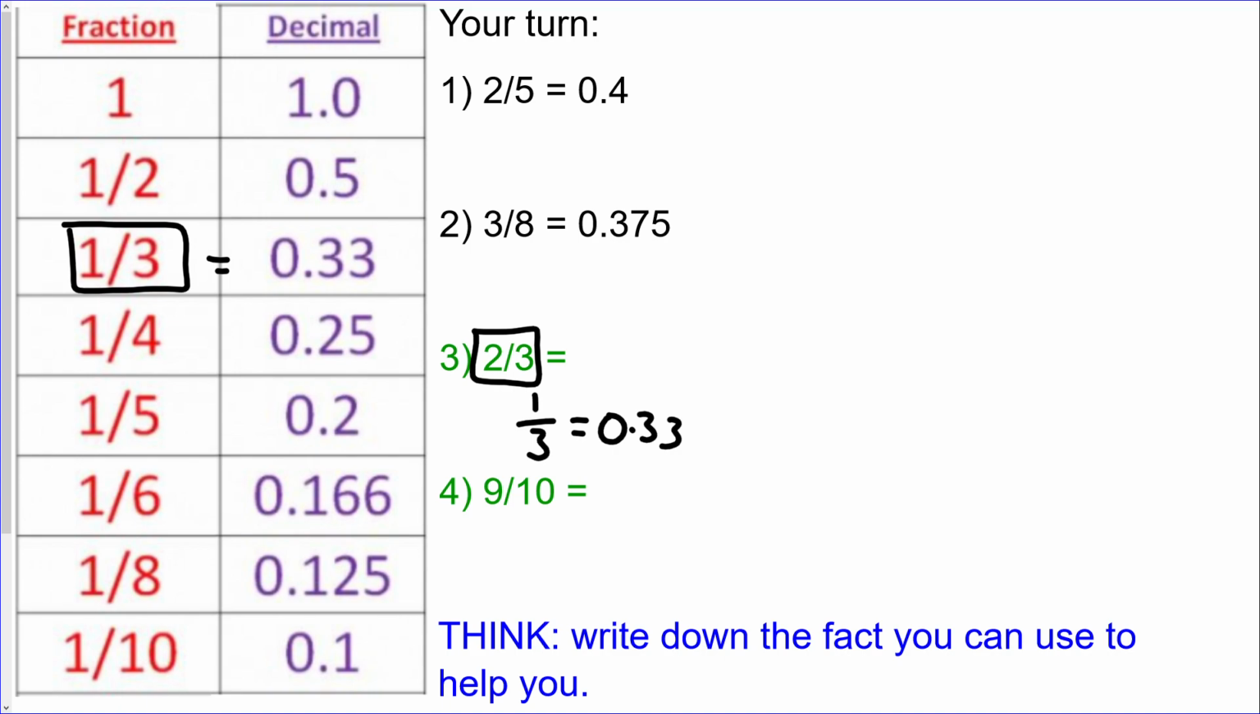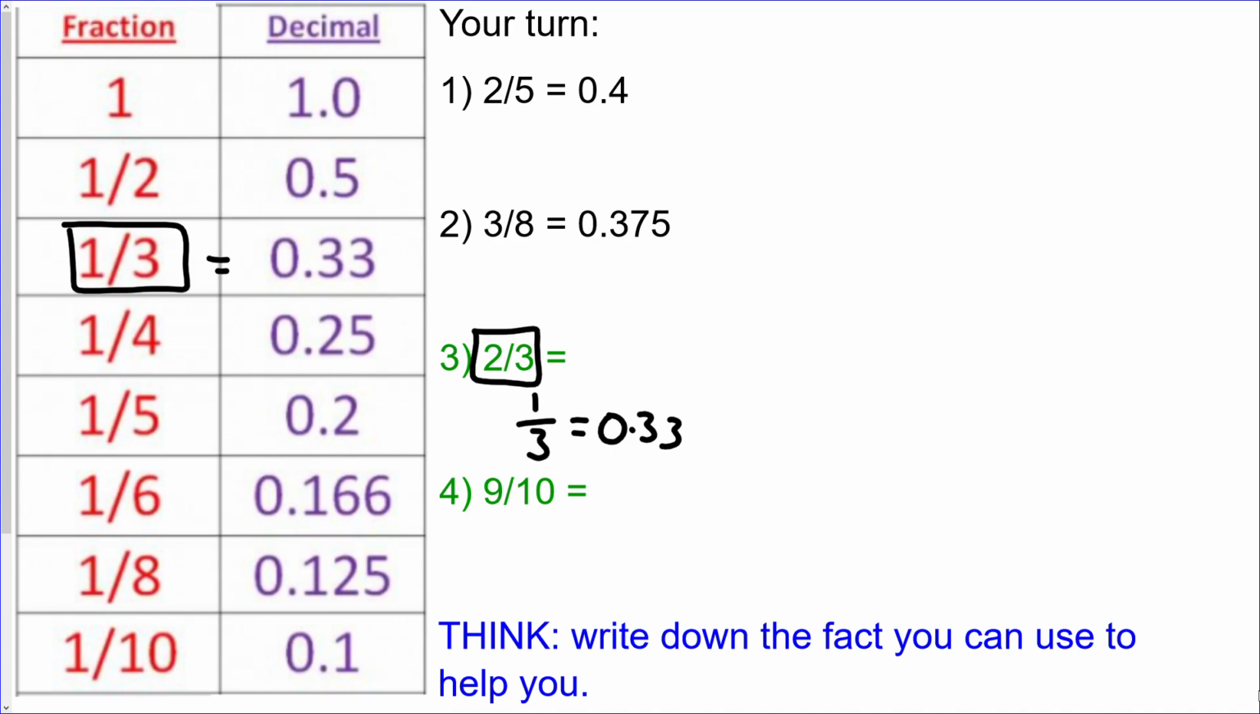So what you now need to think about is how can we go from our 1/3 and the decimal equivalent of 1/3, which is 0.33, to 2/3. So I want you to have a go at number 3 and number 4 and pause the video now to give yourselves a chance to do that, please.